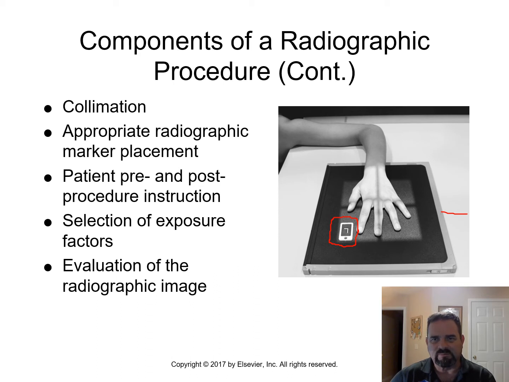Patient's appropriately placed. Collimation is not bad. Here's your good focal point. All right, and looks like we're good. So we've got appropriate radiological marker placement, the patient pre and post procedure instruction. We're going to make sure we select the right factors. And then, of course, we'll evaluate the clarity of the image. We've got good density, we've got good contrast, and then process it for the practitioner to look at.